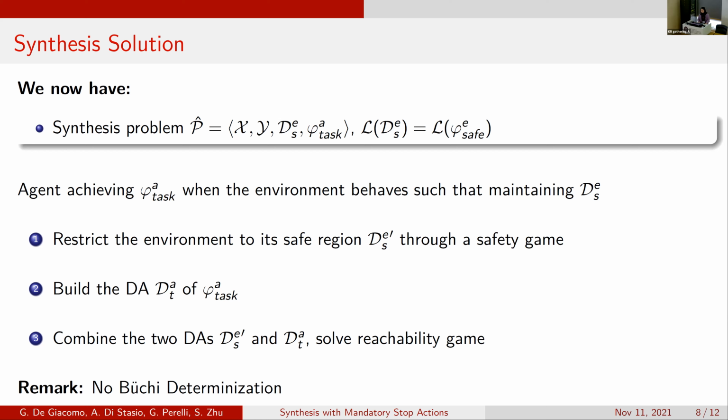We restrict the environment to its safe region through solving a safety game. And then we can build a deterministic automaton that recognizes the agent task. And the final step is combining these automata, and then we just solve a reachability game. And it should be noted that in this complete procedure, there's no step that involves Büchi determinization.